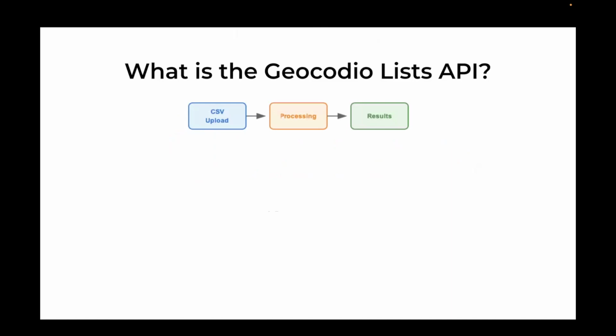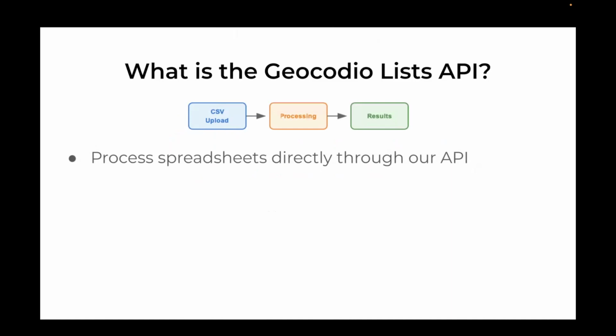Let's get started. So, what exactly is the Lists API? Our Lists API endpoints allow customers to process spreadsheets directly through our API. Functionally, it operates like our spreadsheet uploading tool, though it can be integrated into your own system to save you the effort of manually uploading each file.